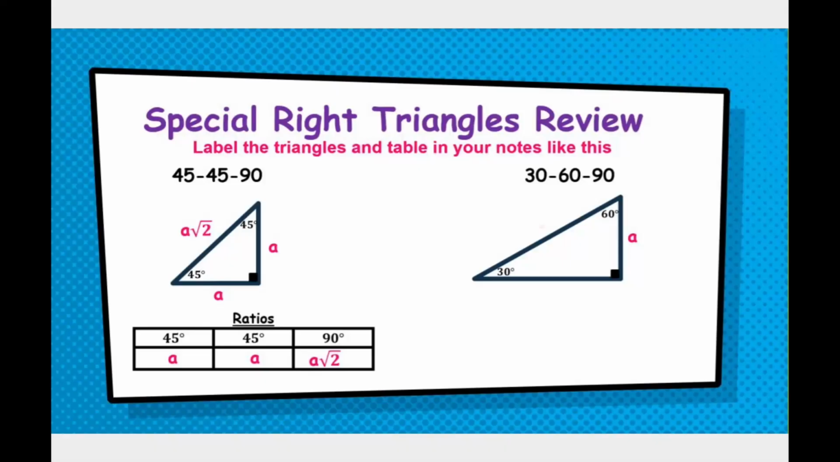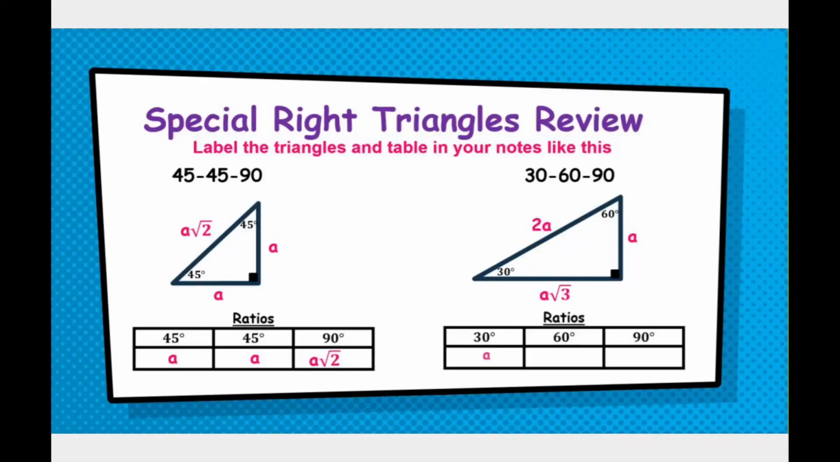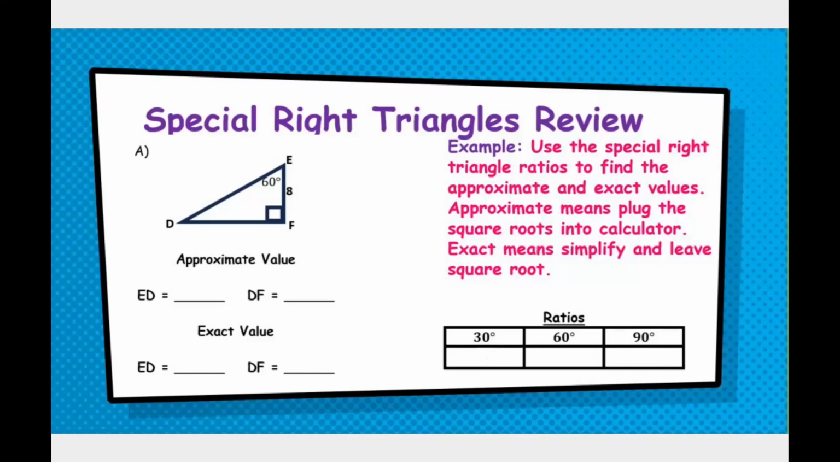And we're going to fill in this ratio table like so. A in 30, 60, 90 would be opposite the 30 degrees. We said the 60-degree side is the square root of 3 times the shortest side, so the square root of 3 times A, or A square root of 3. And then the hypotenuse is double A. So we're going to get some practice doing examples here using these ratios.